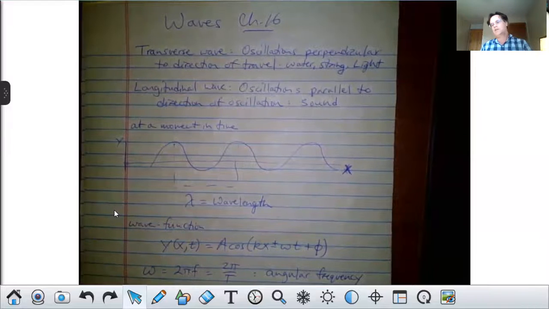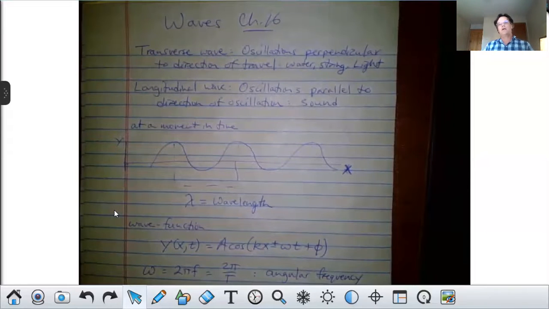You can also have a longitudinal wave where the oscillations are back and forth in the same direction as the direction of the wave. A typical example of that is a pure sound wave. A sound wave will have the air molecules oscillating back and forth, but the wave itself is traveling in the same direction as those oscillations.